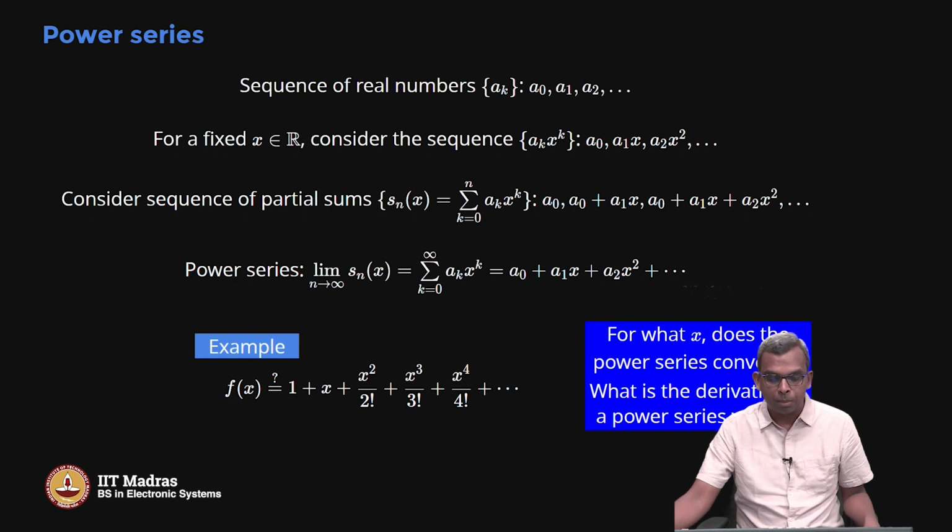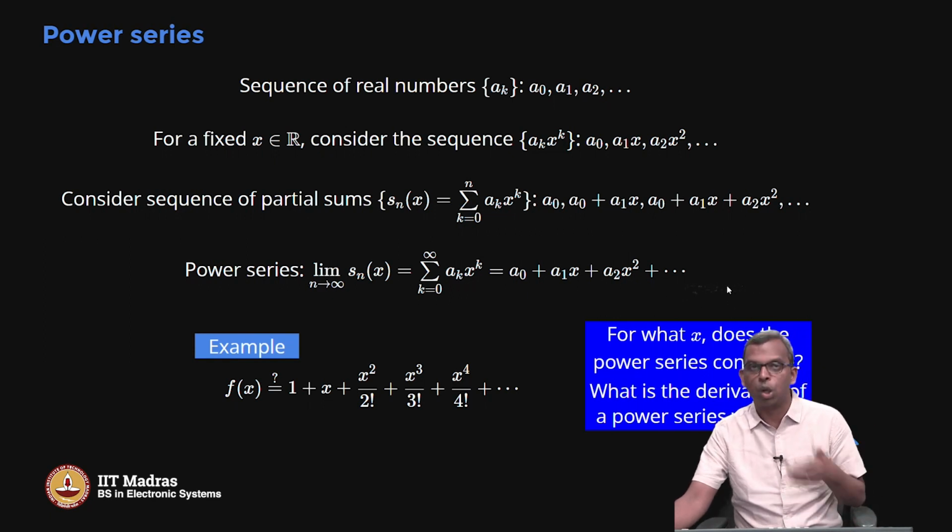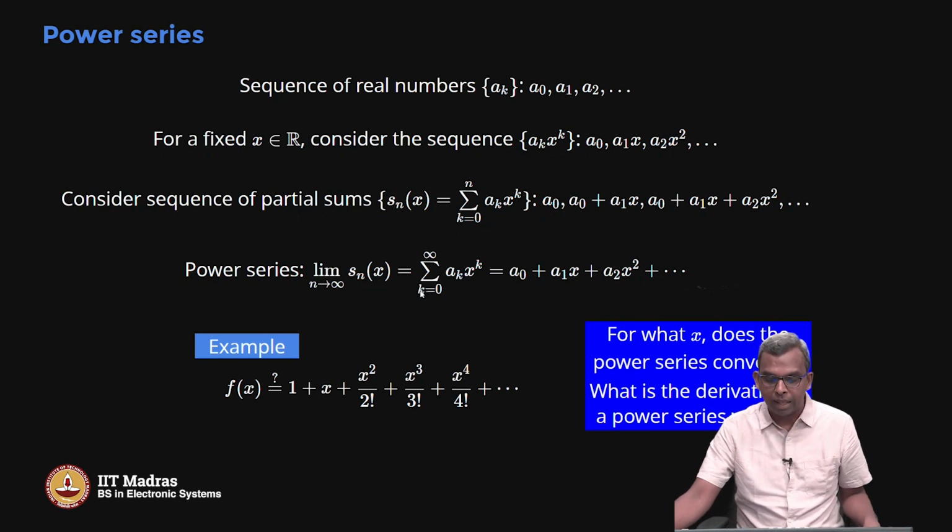And then the power series is basically the limit of these partial sums as n tends to infinity. So if you want to be very precise, you can write the summation k equals 0 to infinity of a_k x^k, which is a0 plus a1 x plus a2 x squared plus dot dot dot, and goes on forever. Now this k equals 0 to infinity is usually swallowed in the notation. Nobody really bothers about where you start because it goes all the way to infinity.